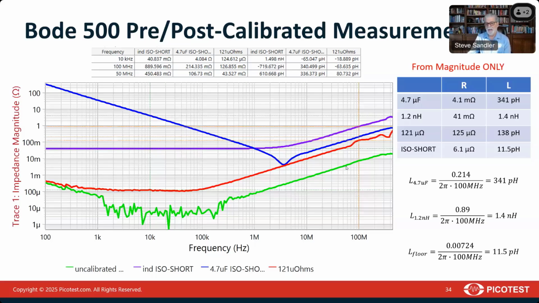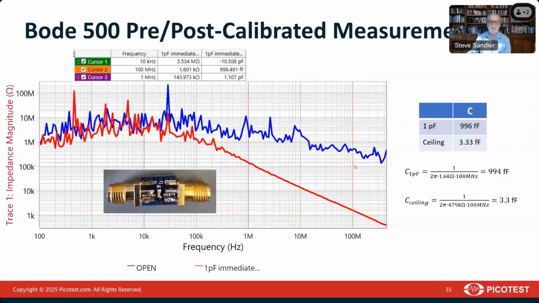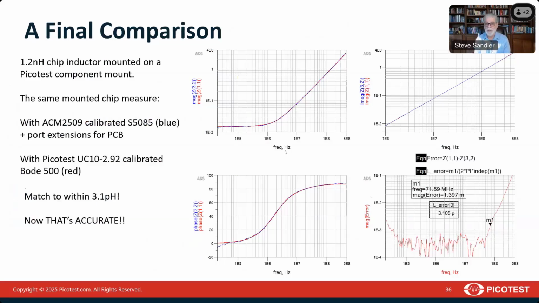So if we can do the calibration right, we will get the cursors and the impedance-based magnitude measurements to agree with each other. And here, even at 1 picofarad, you can see that we have the roughly 3 femtofarad impedance ceiling, and we were able to measure 996 femtofarads for our 1 picofarad. So the takeaway is that it is really possible for us to make extremely accurate measurements, so long as we can get the calibrations to be perfect.